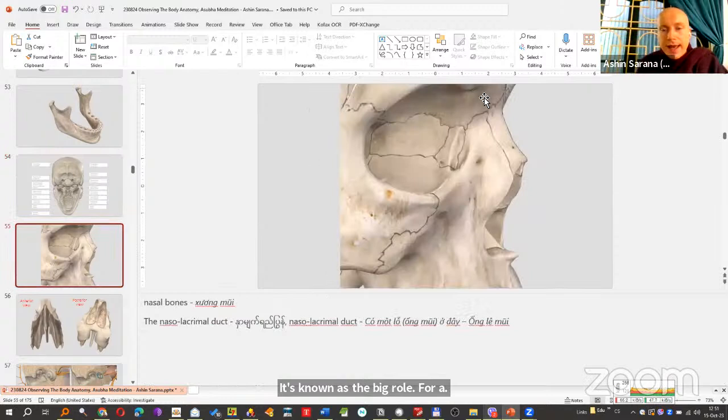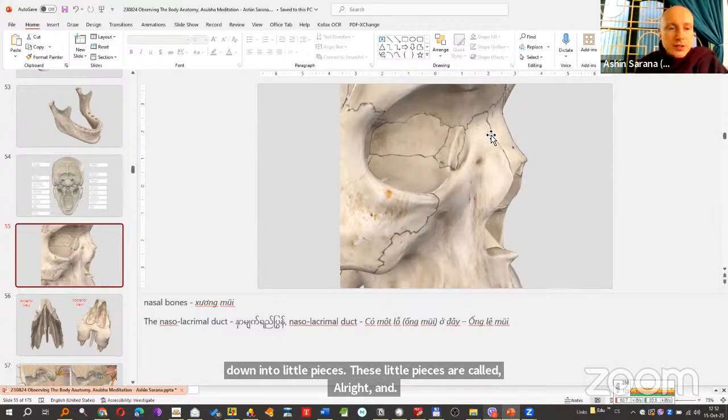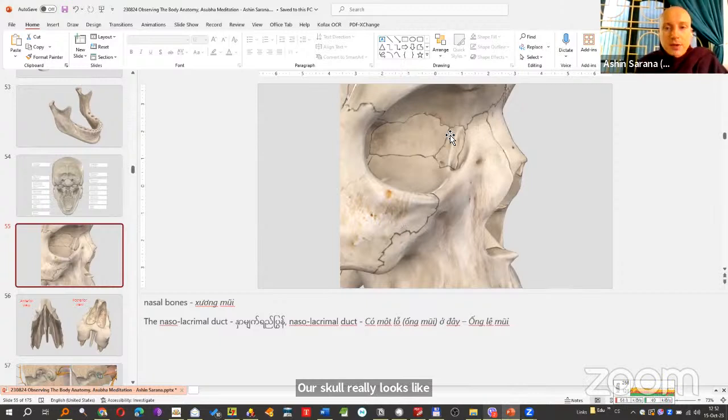Okay, now we are looking at the different bones in the eye sockets. So as you can see, again, we have here the potsherds. What's a potsherd? If you have a pot and it falls on the floor, it breaks down into little pieces. These little pieces are called potsherds. All right, and our skull really looks like these potsherds glued together. So they're not really regular, and it's very hard to understand why would they be stitched in these places.